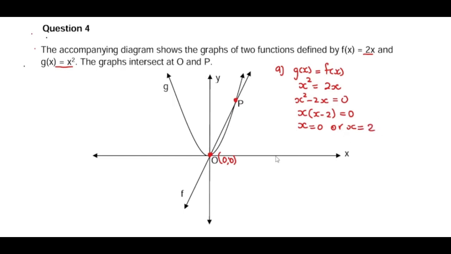Remember that already we know the x coordinate of O. So this tells you that x equals 0 is for that O, because the x there is 0. This other x will be the x coordinate of P. This will be 2.